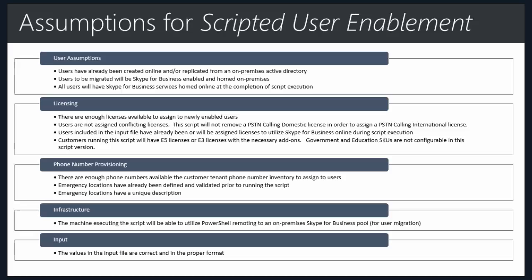In terms of infrastructure, I assume that if you are going to be migrating users, the machine that you are executing the script from will be able to utilize PowerShell remoting to your on-premise Skype for Business pool. What does that mean? It means that you'll be on a domain joined machine, and that you will be able to connect through your infrastructure, firewall rules, etc., to the remoting instance on that machine. So you want to validate that prior to trying to run the script to migrate any users from on-premises.